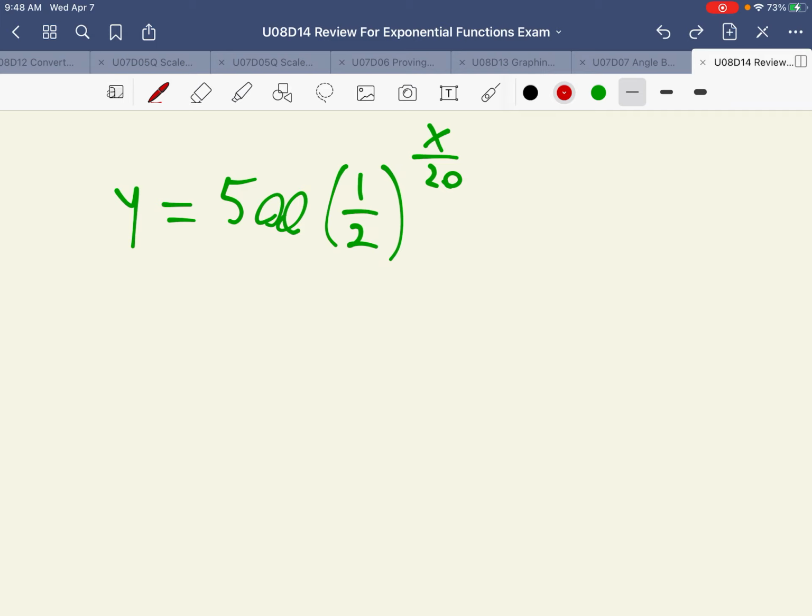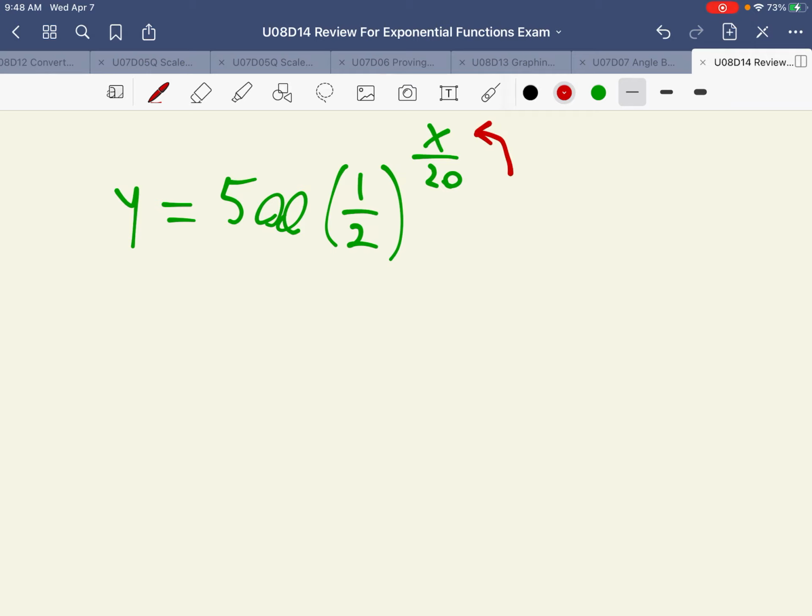in half. So this example would probably say something like, I have 500 grams of some sort of a radioactive isotope, and its half-life is that it cuts in half every 20 minutes. So this means when the number of minutes reaches 20, there will be half of the material left.